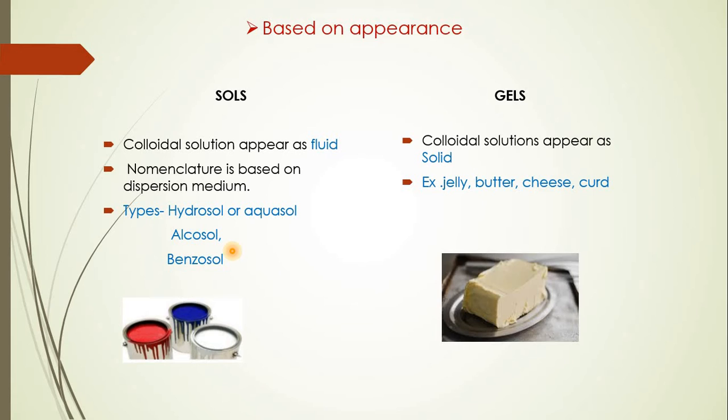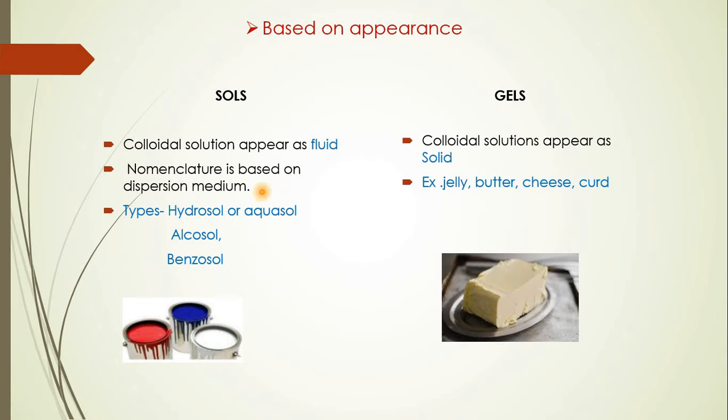Now, the fourth aspect of classifying colloids is based on appearance. Here we can say that colloids can be classified as sols or gels. Sols are those which show a fluid appearance, whereas gels are colloidal solutions which appear to be solid in nature.